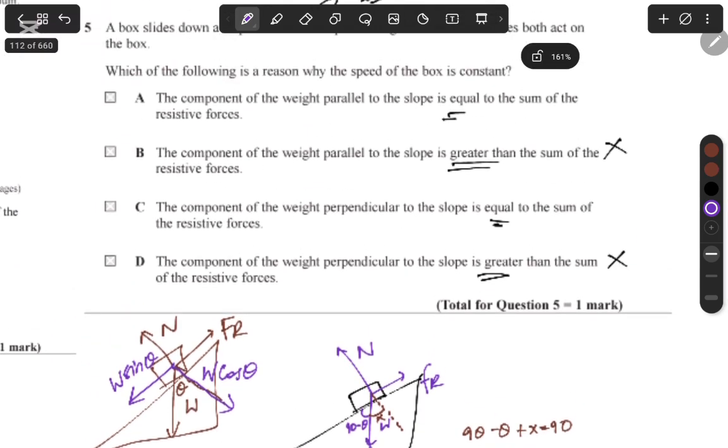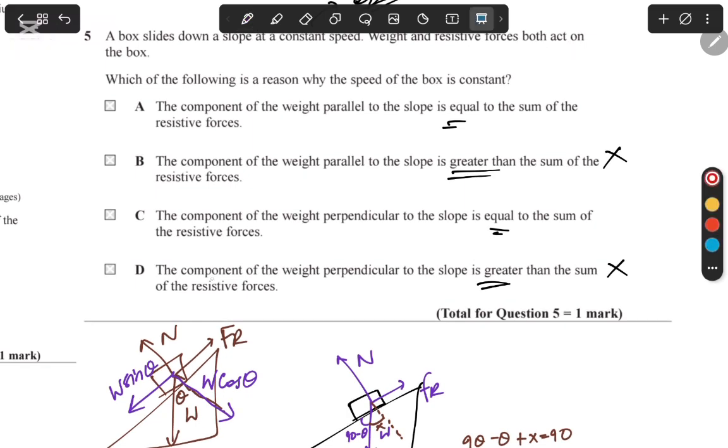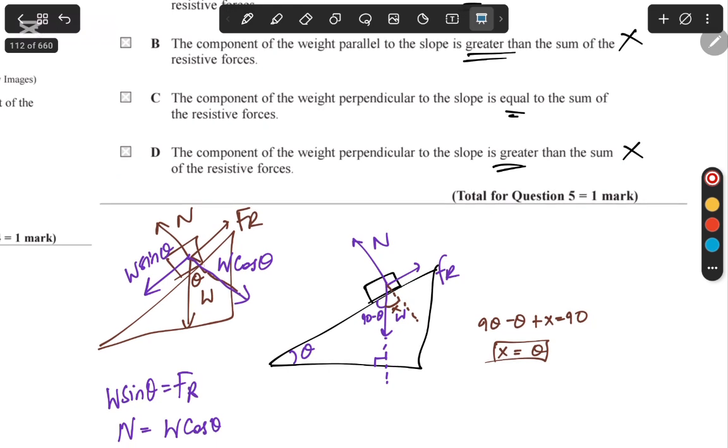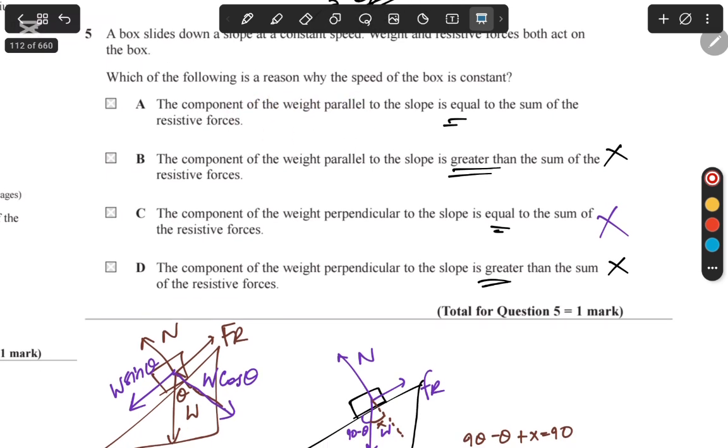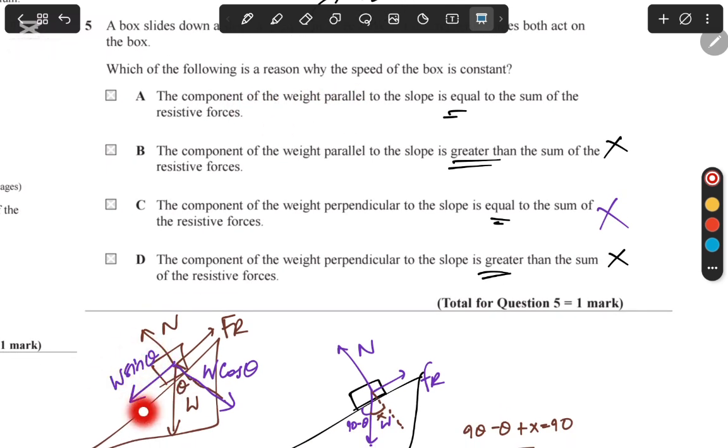Okay, now we'll read this carefully. The component of weight perpendicular, or actually we shouldn't be reading this one, let's read the C one. The component of weight perpendicular to the slope is equal to the sum of the resistive forces. We can see that the component that's perpendicular, w cos theta, is equal to the normal contact, not the sum of the resistive forces. So this is going to be wrong. The component of the weight parallel, which means w sin theta, is parallel to the slope. This is perpendicular, this is parallel.